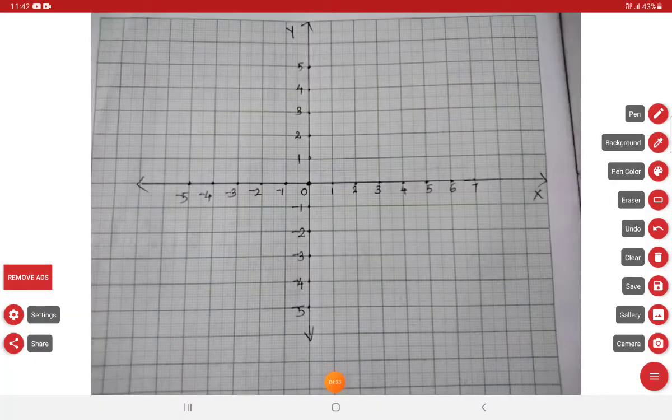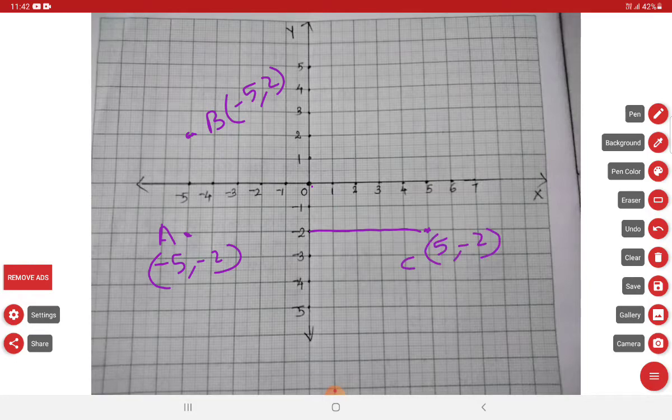In the same way, if you consider a point in the third quadrant, let us take the point (-5, -2). Then its mirror image about the x-axis is above the x-axis, it is here, (-5, 2). Now about the y-axis, it is here, (5, -2). Okay.